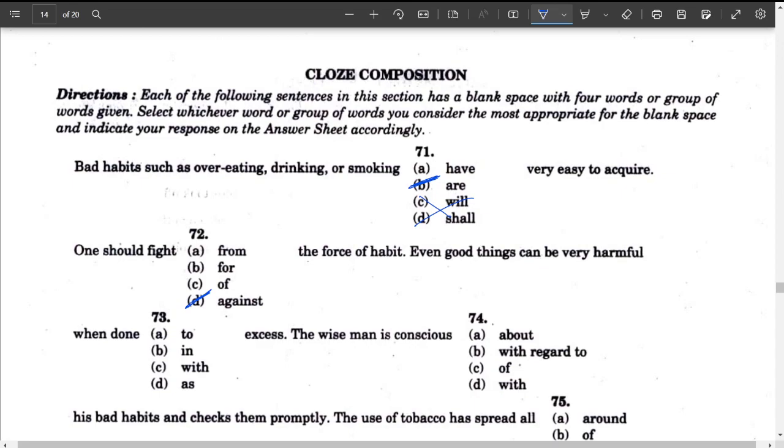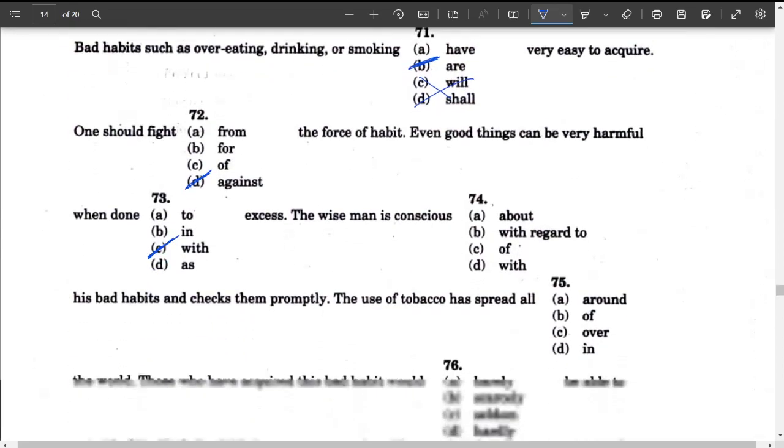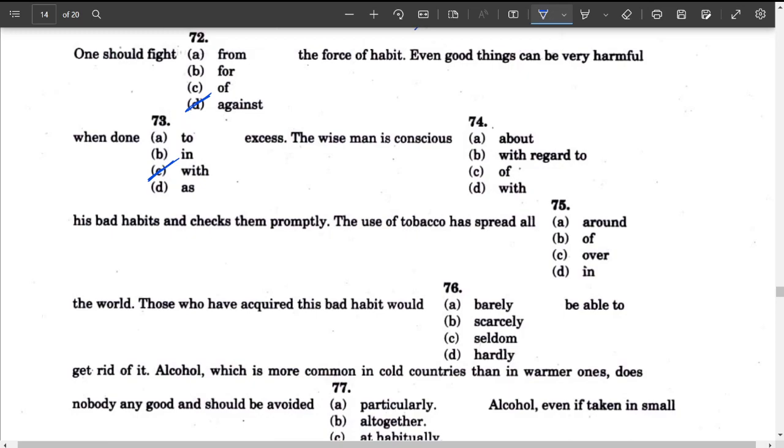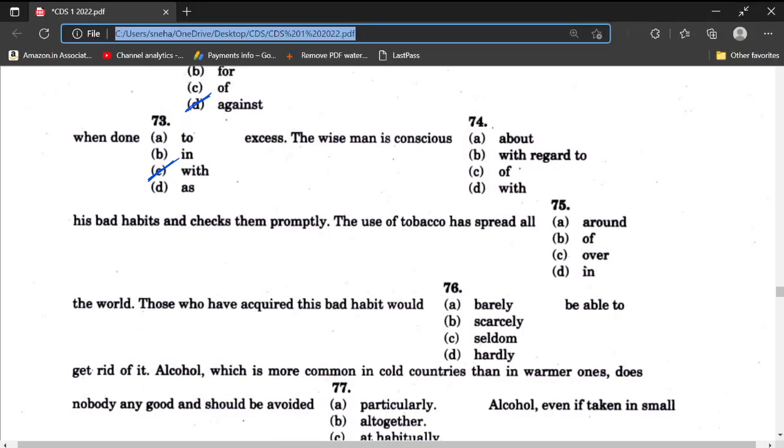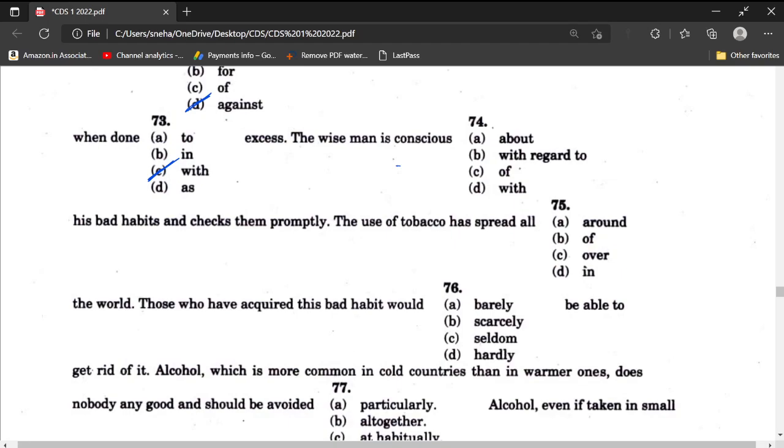Even good things can be very harmful when done dash excess. When done how excess? To excess, in excess, with excess, as excess. With excess can be used. That means if you do good things also for an overextended period of time, that could affect you. Next, the wise man is conscious. Conscious is followed by of. Okay, that is, of you can use. Next, conscious of his bad habits and checks them properly.